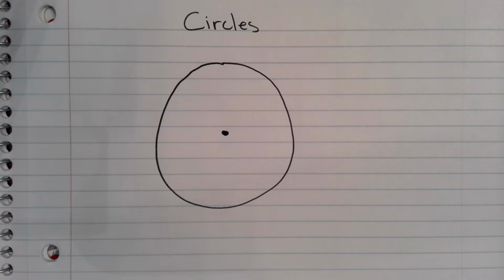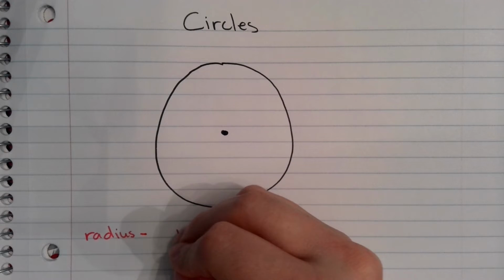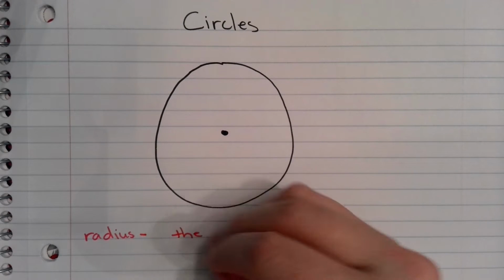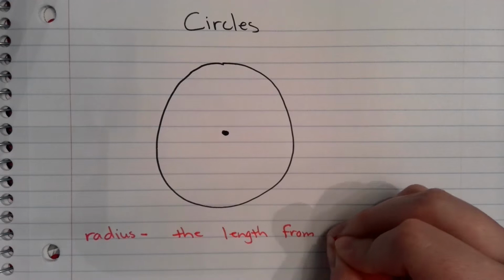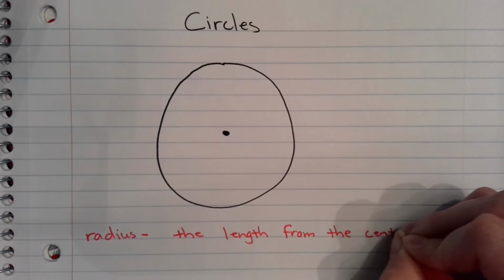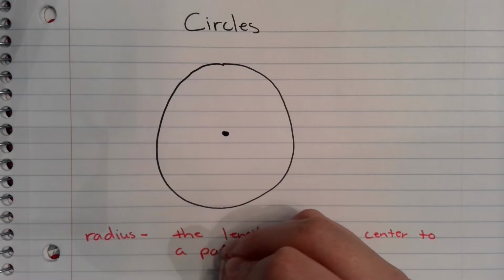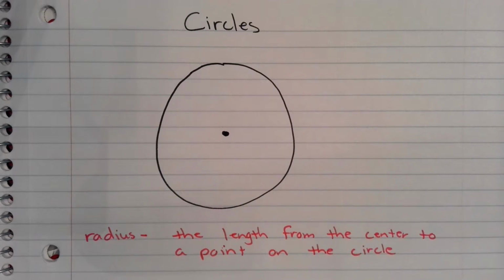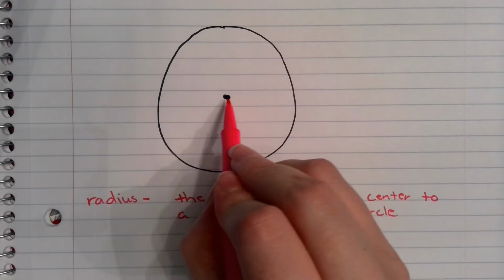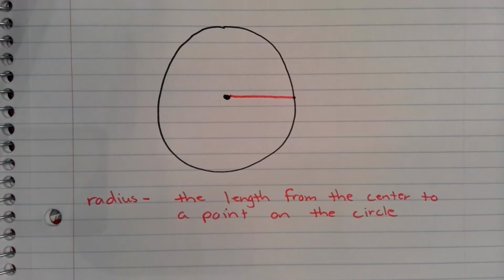The first thing that I want to talk to you guys about is the radius. So the radius is a measurement that's inside the circle. It's the length from the center to a point on the circle. Okay, so it's a length starting at our center and moving to a point on the circle. That would be labeled the radius.